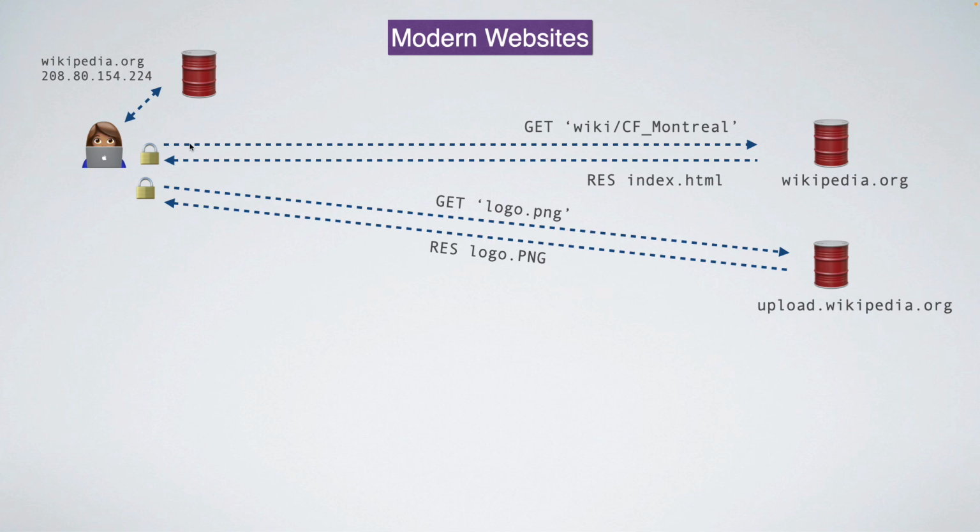Then I'll actually go back to DNS. I didn't show it because upload.wikipedia.org is not identical to wikipedia.org. Any difference in domain could have a different IP address. This is called a subdomain, and it could have a different IP address. So technically, I'll go back to DNS and get upload.wikipedia.org's IP address. Then I'll say, okay, I'm looking for this PNG file, an image file called logo. And upload will say, okay, no problem, I'll send it to you. And then I'll continue doing that, and eventually I'll load the whole page.